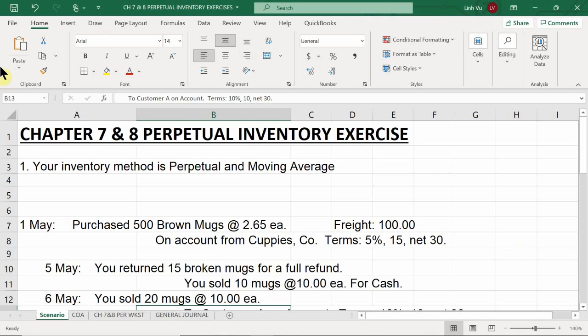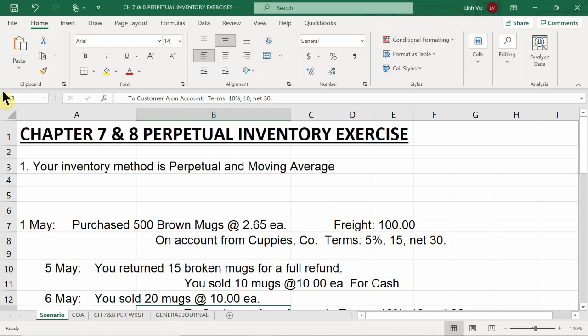All right, so let's go ahead and complete the chapter 7 and 8 exercise, the first one, okay? So we are going to start on the month of May. Okay? So here, what we're going to do is, it says your inventory method is perpetual and it is moving average. Okay? So let's take a look at our first example here.